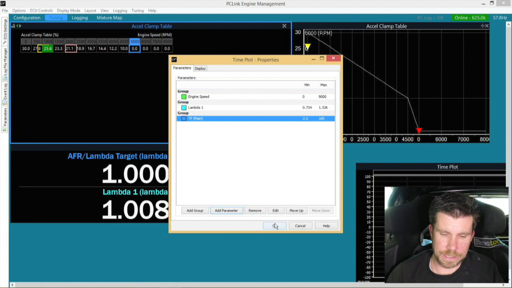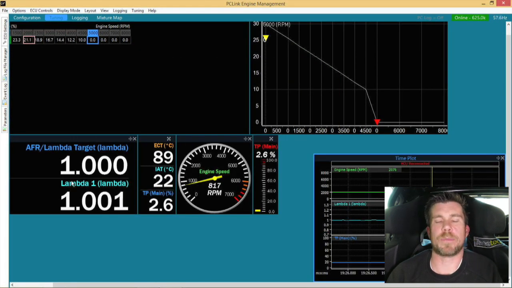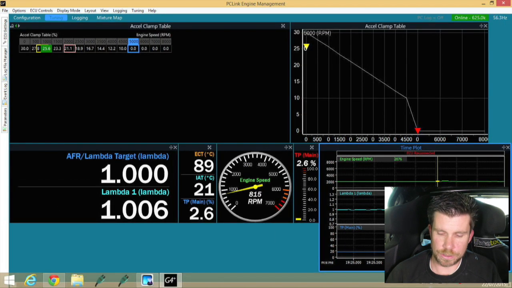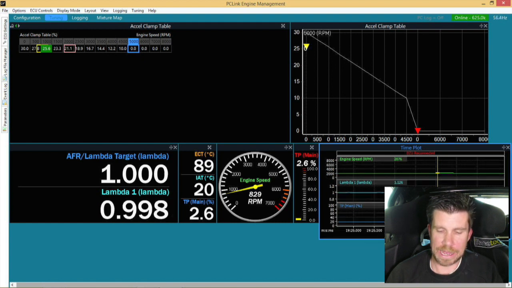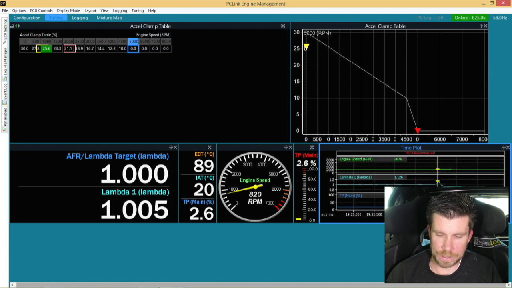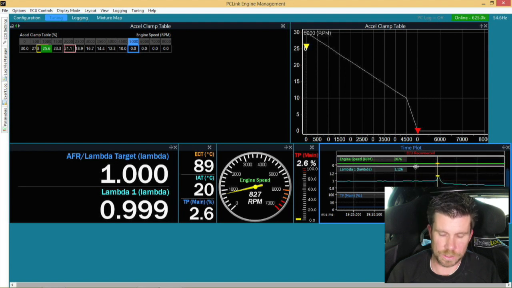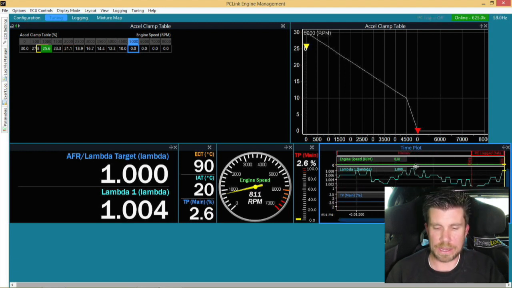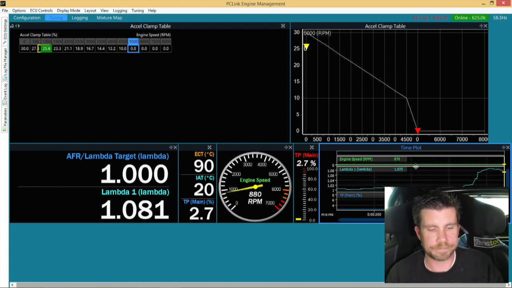Now, despite the fact that we have all of these parameters being displayed in other places on the laptop screen, what I find is when we're tuning the acceleration enrichment, it's handy to be able to see how things are responding in relation to time. So the time plot is a nice easy way of seeing exactly what's going on across the time when we made a change to the throttle position. So now that we've talked about that, let's have a quick look at how we can actually tune this.